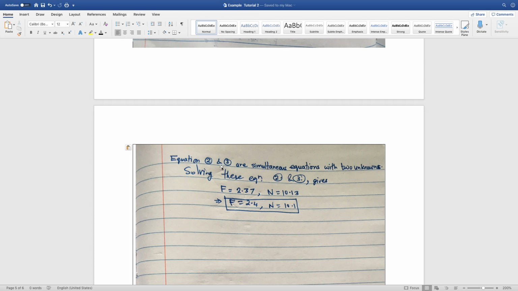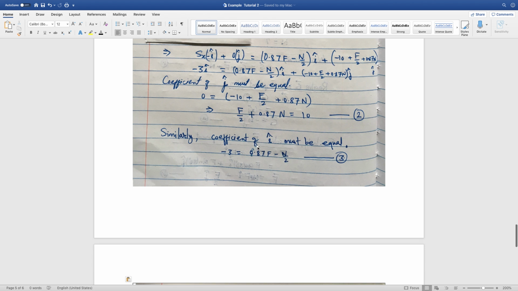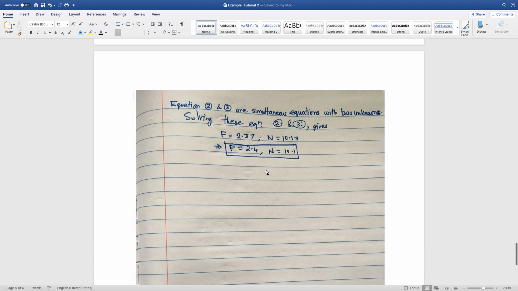After solving those two equations, we get these values: f equal to 2.37 and n equal to 10.13, and when we round off, f equal to 2.34 and n equal to 10.1. So solving these two equations, I'm sure you guys know how to do this. If you think you don't know, please practice it. Otherwise, just use your calculator or Wolfram, or get some online help where you can just enter the coefficients of these unknowns and get the values. All right, that's about it.